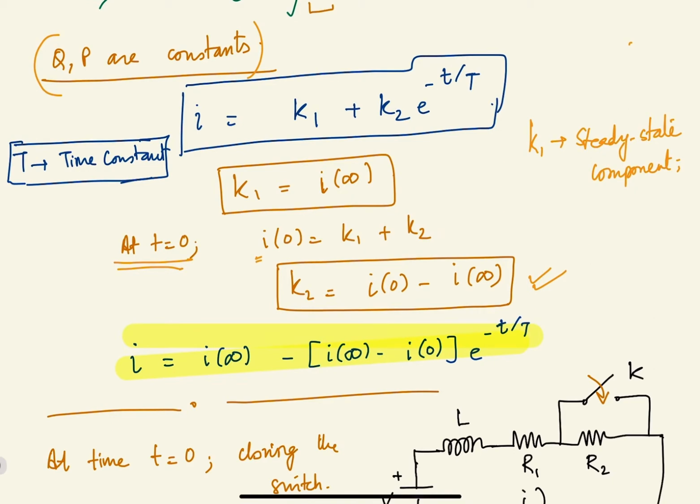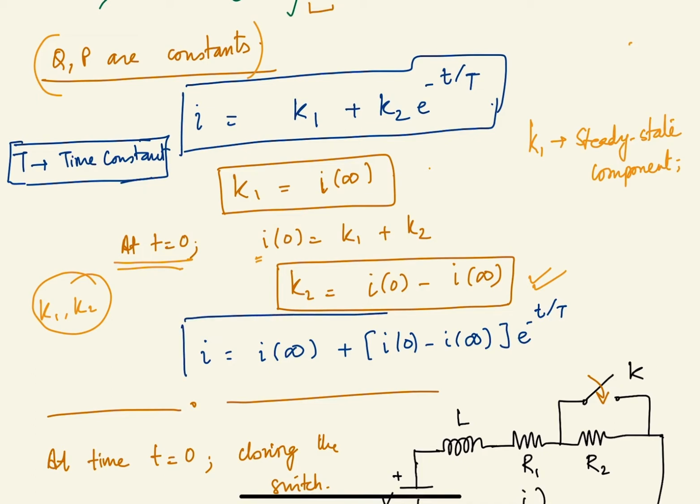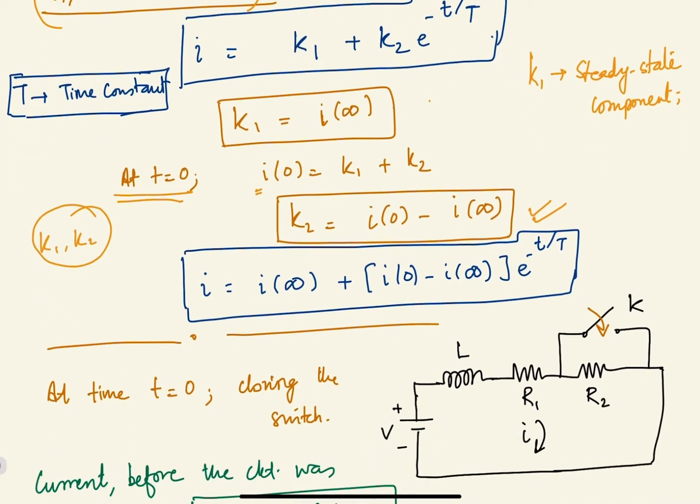Now if you put the values of k1 and k2 in the above equation, that is the equation for I, the equation for I can be written as, I'll write it down here again. The equation for I will be I infinity plus I naught minus I infinity times e to the power minus t by T. So this is the equation for current when the factors p and q are constants.